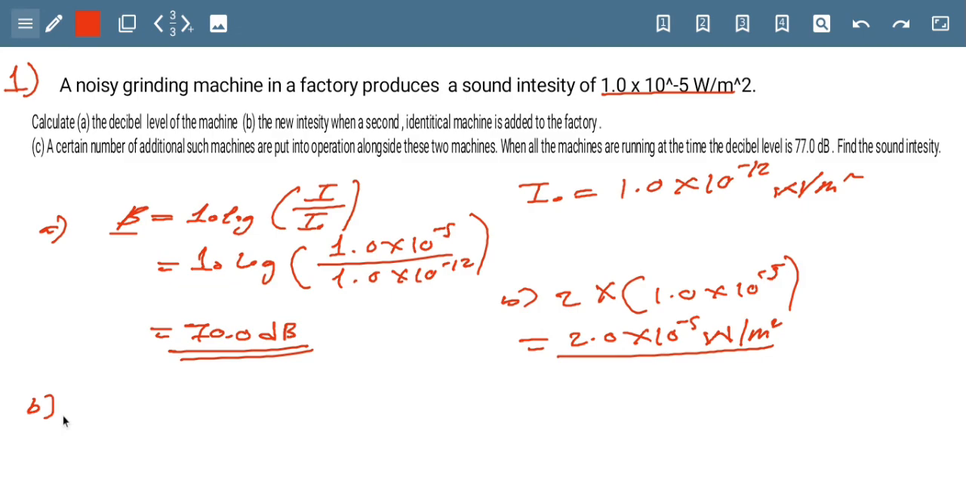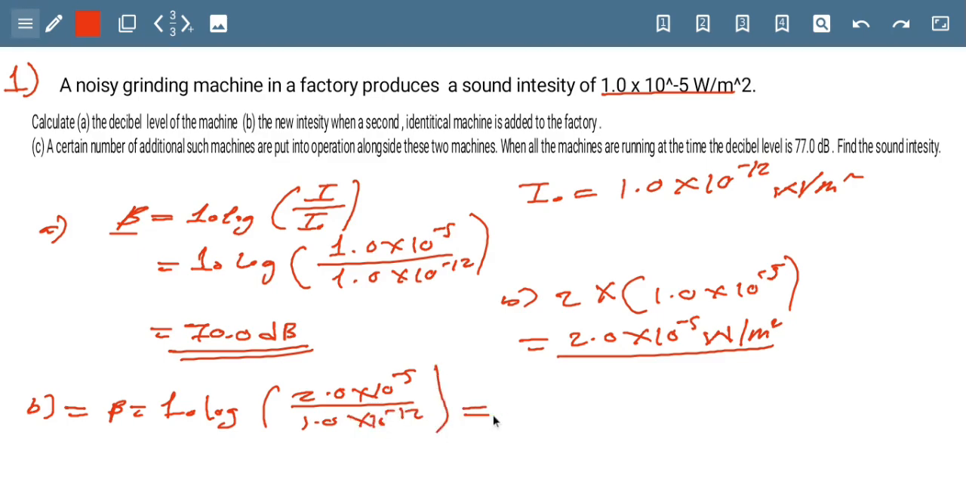To find the decibel, we need to use this formula. We can say 10 log of 2.0 × 10^-5 divided by this constant, which doesn't change. From the computation, the decibel level is going to be 73.0 decibels. As you can see, it has increased from 70 to 73.